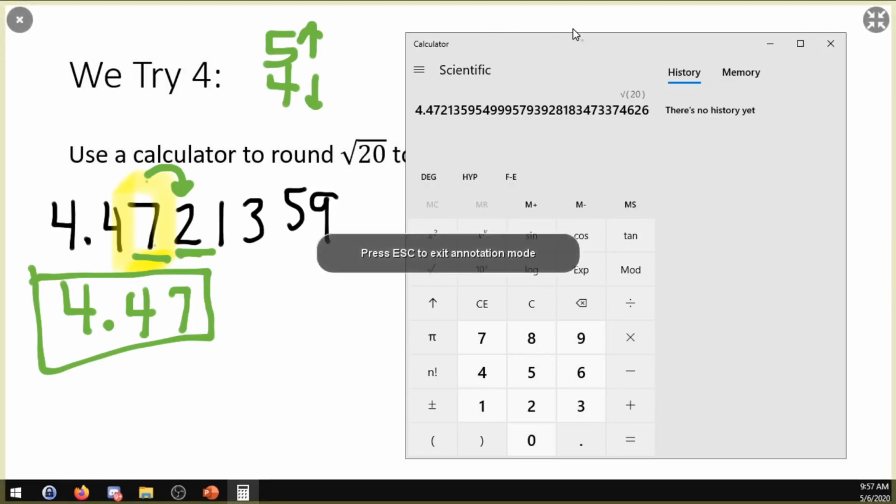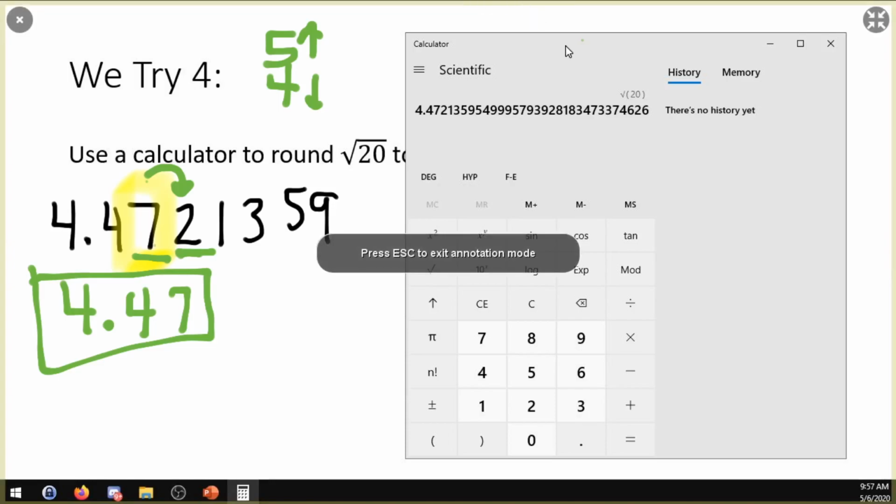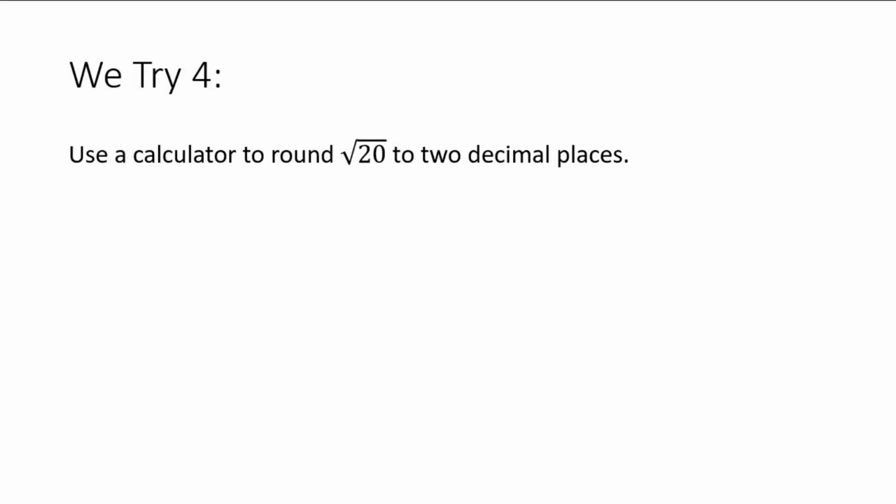Okay, so go ahead and do this next one on your own. I'm going to have to get rid of the drawings in order to do that, though, unfortunately. So go ahead and do this next one on your own.